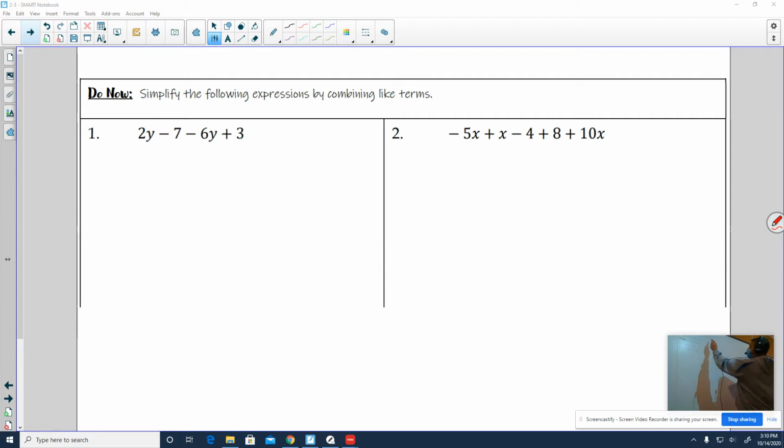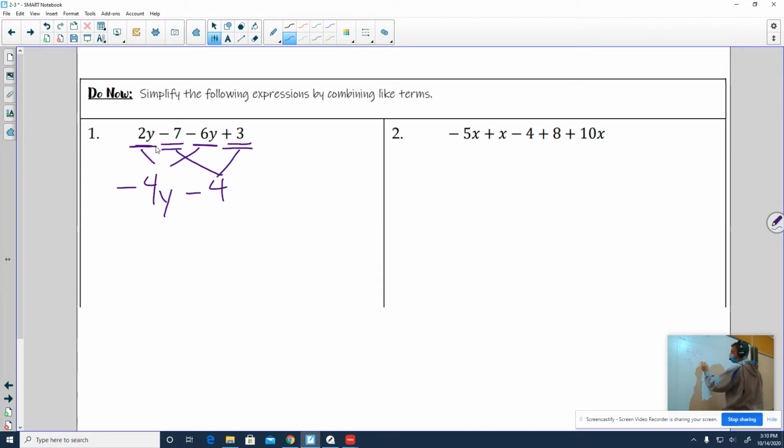Okay, if I look at number 1, I'm looking for like terms. I have a positive 2y and a negative 6y. They're like terms. Let's put them together. Negative 6 plus 2 is going to give me a negative 4y. A negative 7 with a positive 3. Those are like terms as well. That's going to give me a negative 4. Simplest form. No more like terms to combine.